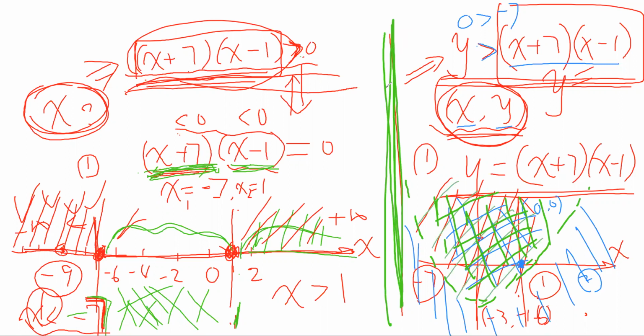From this part you can also find that when x is less than -7, y is greater than 0, right? When x is greater than 1, y is greater than 0, right? But in between these two points, y is less than 0, right? So that's the common part. Got it?